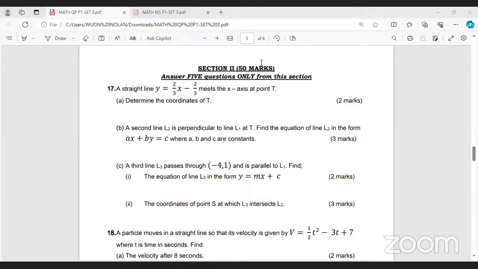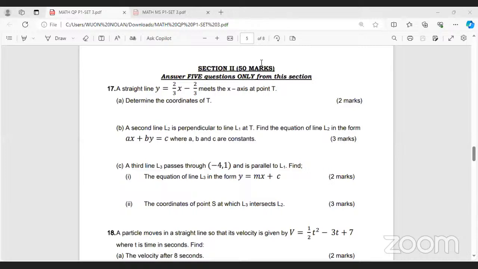A straight line, the equation of the line is y is equal to 2 over 3x minus 2 over 3. This equation has been written in the form y equals mx plus c. And therefore, we can get the gradient as 2 over 3. You can get the y-intercept. The y-intercept is the constant out there. It is negative 2 over 3.